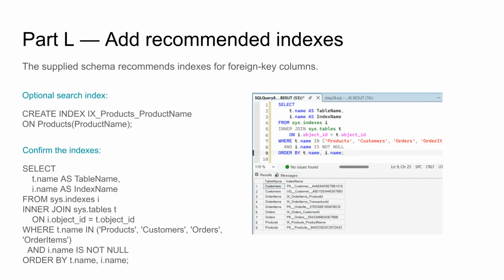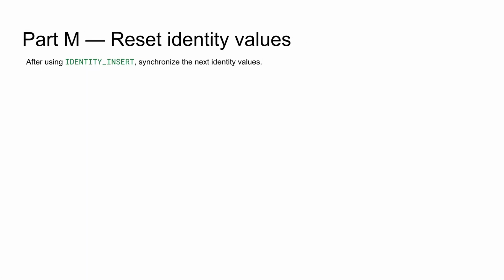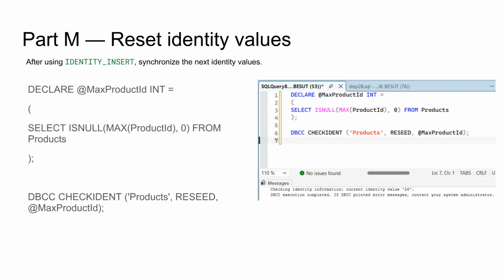Moving on to Part M, we need to reset our identity values. After performing an identity insert, it is important to synchronize the identity seed with the current maximum values in our tables. Here, we reset the identity value for the products table. We declare the maximum product ID and then use DBCC CHECKIDENT to reseed the table identity.